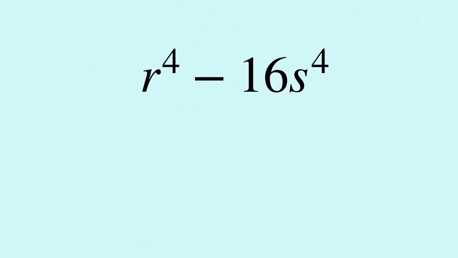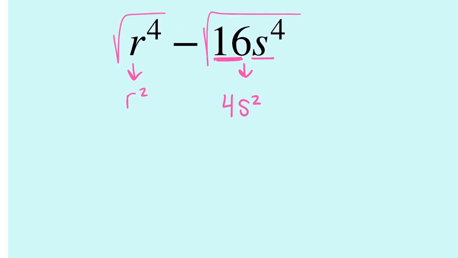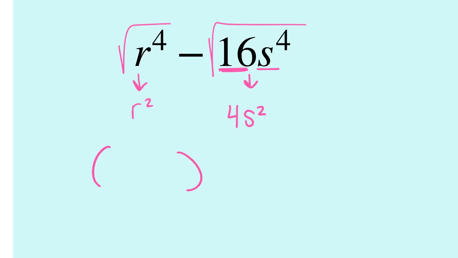Okay, so in the first one, always make sure there's no GCF, and it doesn't look like there is, so let's go ahead and start factoring. It's definitely a difference, so we can try to take the square roots here. The square root of r to the 4th is r squared, and the square root of 16s to the 4th would be 4s squared, because the square root of 16 is 4. Let's write out our factors. Remember, one of them is going to be a plus, one a minus, and then we would have r squared and 4s squared.